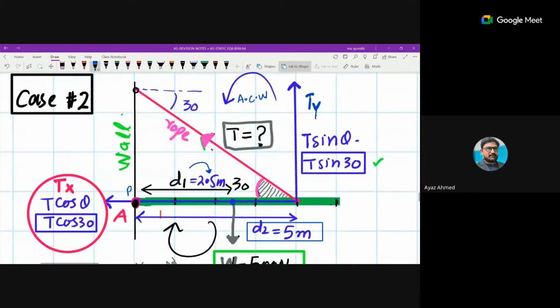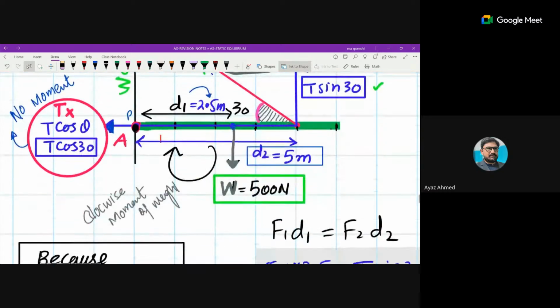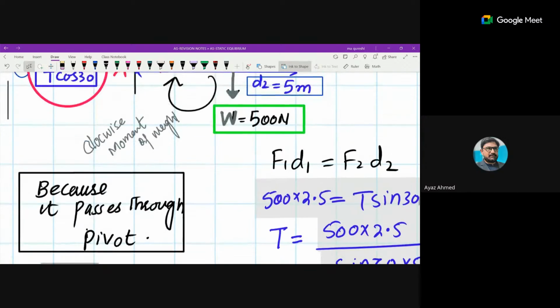But what about the other component of the tension? This component of the tension is passing through the pivot. That is why it would have no moment, because it passes through the pivot. So now when I apply that, yes, I have mentioned this over here. Alhamdulillah, everything I have spoken is mentioned here.